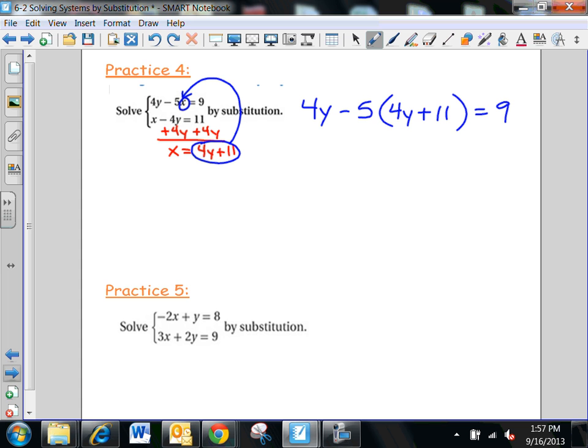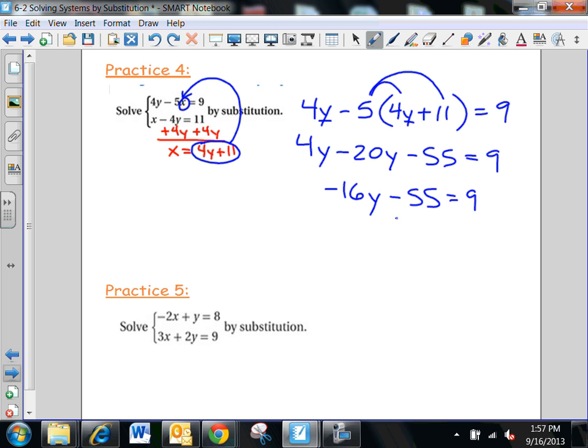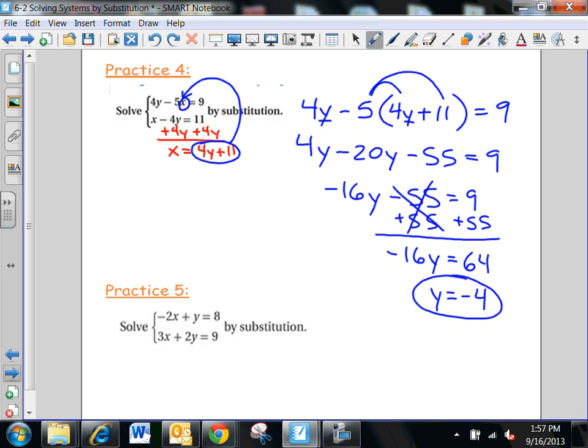Okay, so now I'm going to solve. Now I just have one variable and it's a y for each one of those. So I'm going to solve this problem for y. I start by distributing negative 5, and I get this. And then this would be combined together to be negative 16y minus 55 equals 9. I'm going to add 55 to both sides. So it'll cancel out here, and I'll get negative 16y is equal to 64. And then that will be y is equal to negative 4. So y is equal to negative 4.